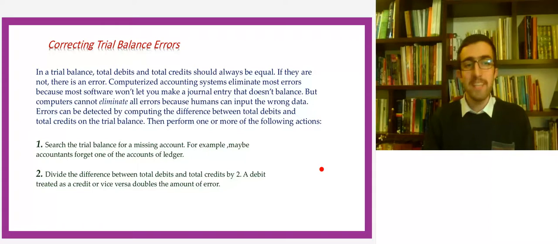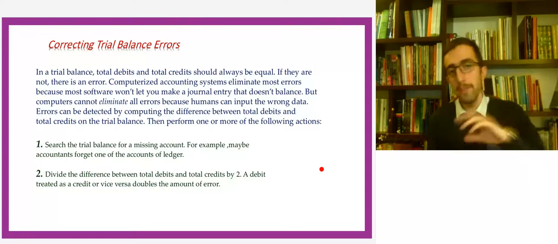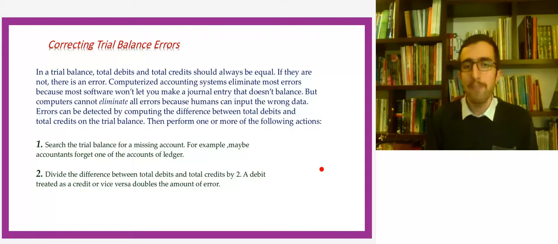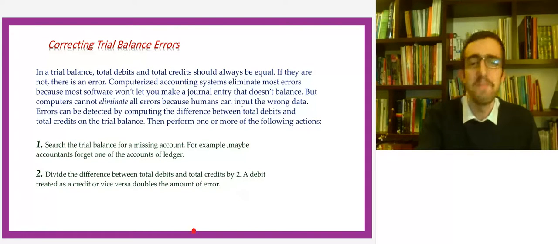You know why? Because a debit treated as a credit, or vice versa, a credit treated as a debit, doubles the amount of the error. This item is helpful when we input the accounts in the wrong place. For example, cash is a subset of assets and has a normal balance of debit, but we input it in the credit. So we can divide the difference between total debits and total credits by 2 and follow this action.